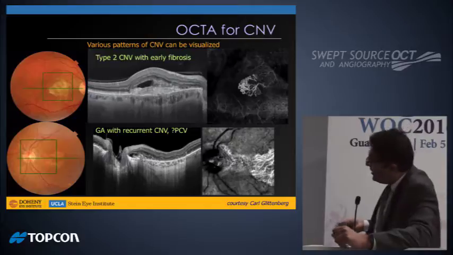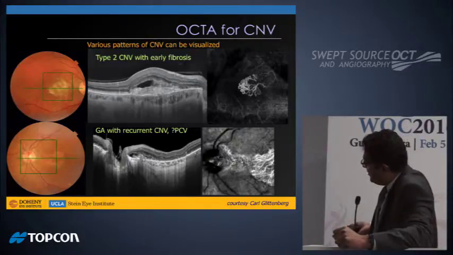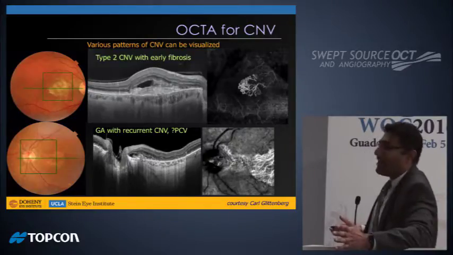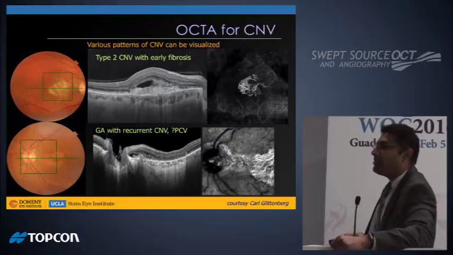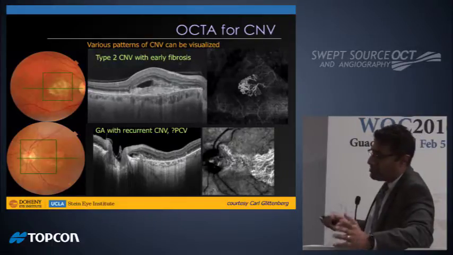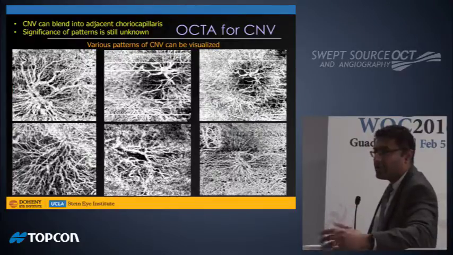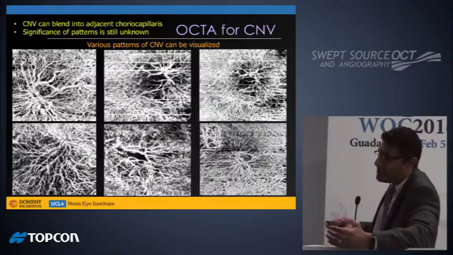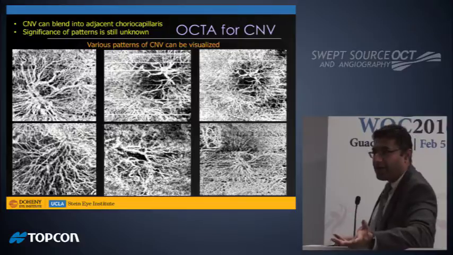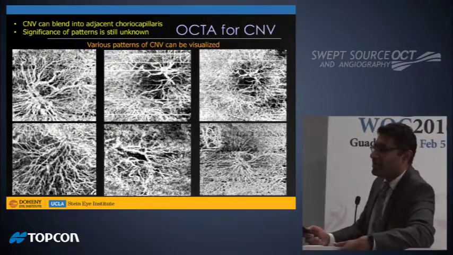I included this one mainly because Carl thought maybe he could see even a polyp in this case. I don't know if that's actually a polyp. Most of us have thought that the flow is too slow in polyps to really visualize them using our current OCT angiography methods, but that's something that's an area of hot study and interest right now.